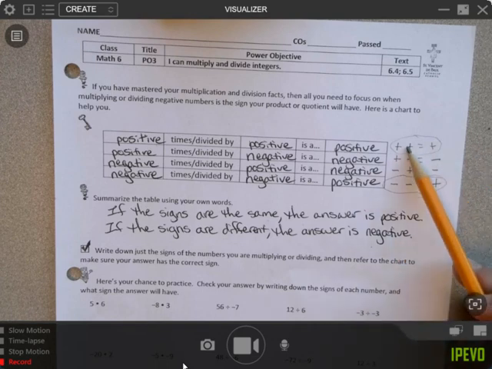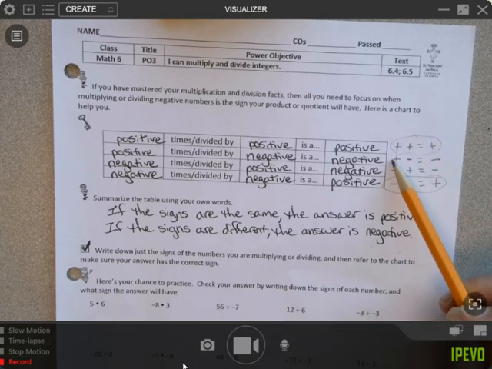So positive, positive equals a positive. Negative, negative equals a positive. So if you're multiplying or dividing the same sign, your answer will always be positive. If they are different signs, if they are unlike, you've got a positive mixed with a negative, your answer will always be negative.